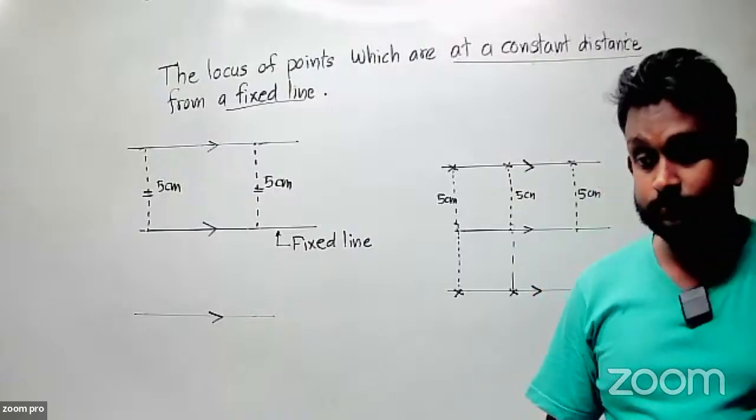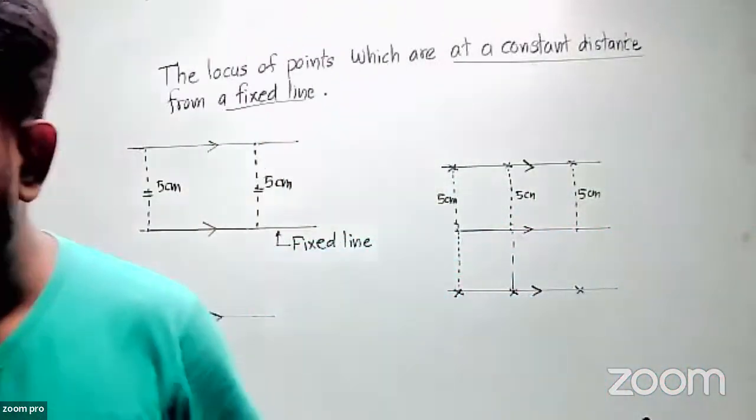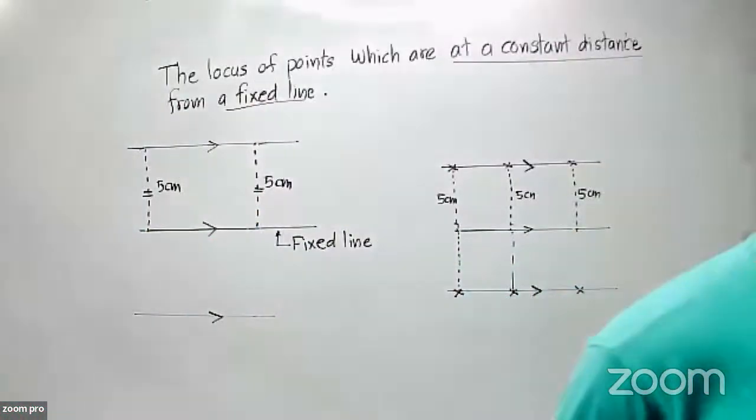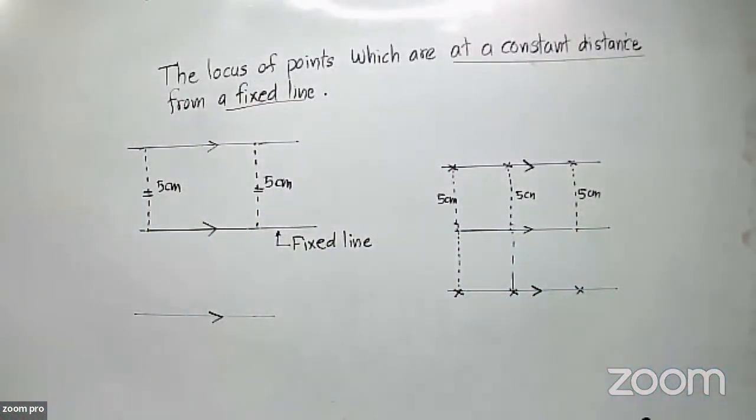Sir, which set square should we use, the big one or the small one? Whatever set square you can use, because you can create a 90 degree angle here. When they say to construct a parallel line, we construct it by keeping a set square. We can use the compass also to construct the parallel line, but at the moment we use the set square in your grade 9 level. Okay.